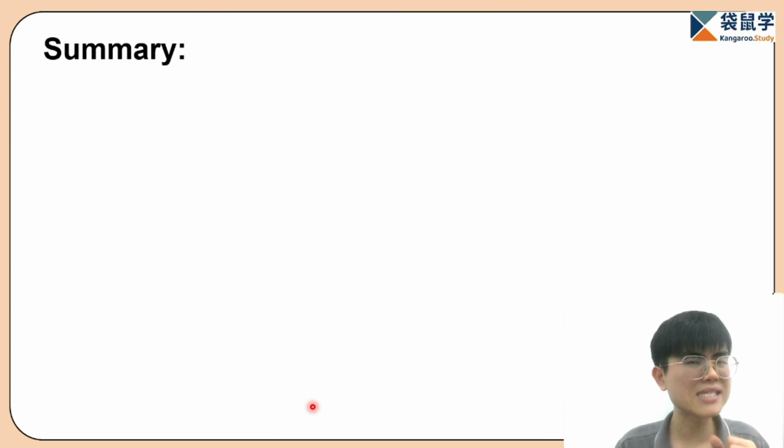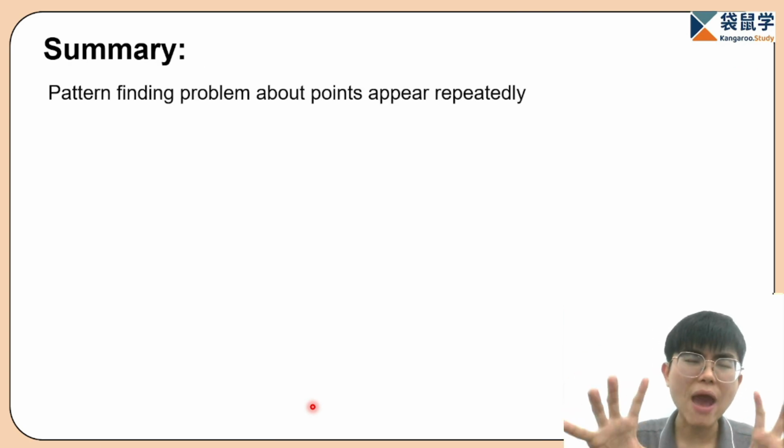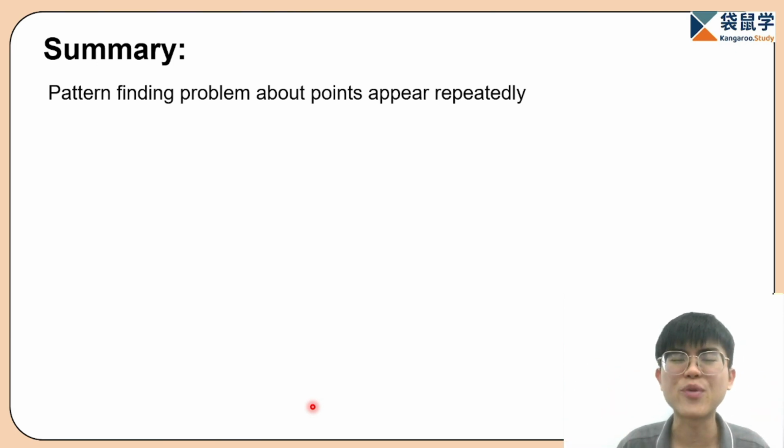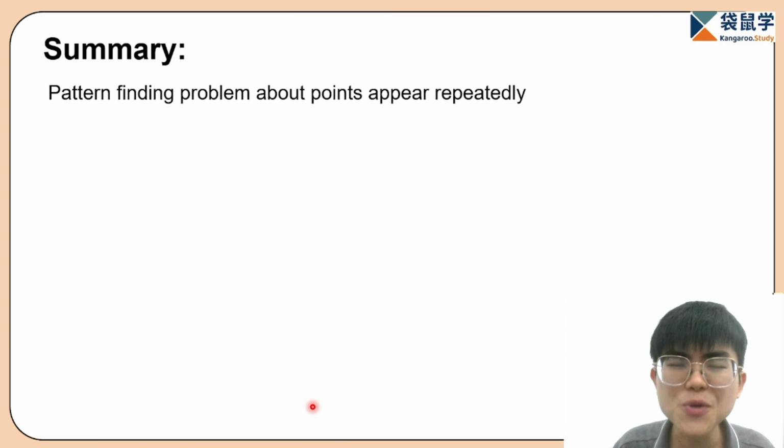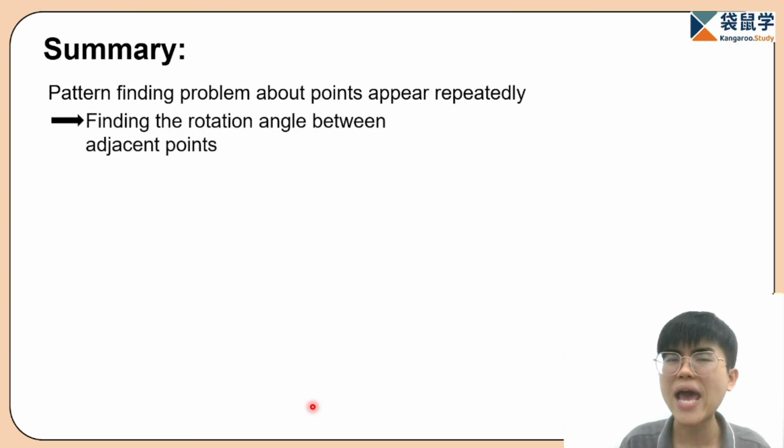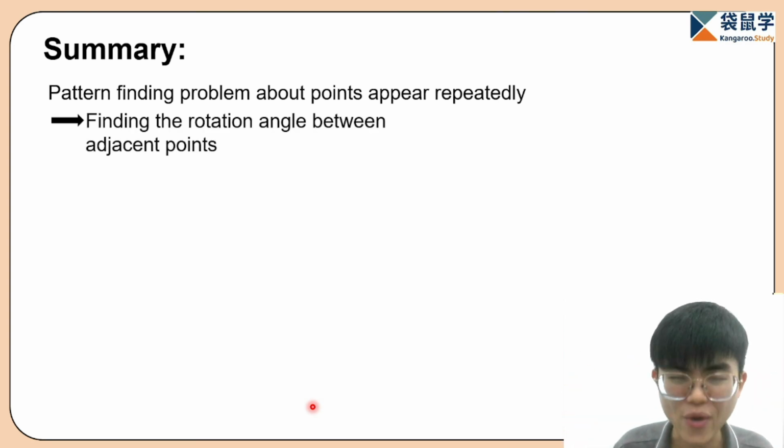So let's summarize what we have learned in this question. So first thing, we say that when we have this kind of pattern finding problem about points that appear repeatedly, what we can try to do is to find the rotation angle between the adjacent points, right?